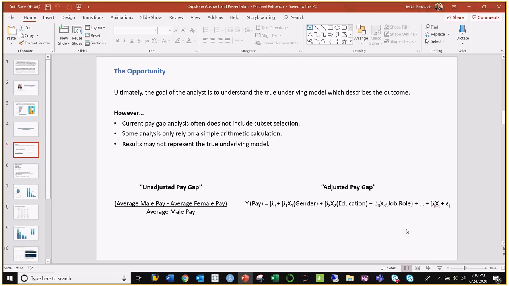And all that metric really does is speak to the ratio of the difference in pay between males and females. The way this is calculated is by taking the average of male pay, subtracting the average of female pay, and then dividing that by the average of male pay, right? At that point, you get a ratio.